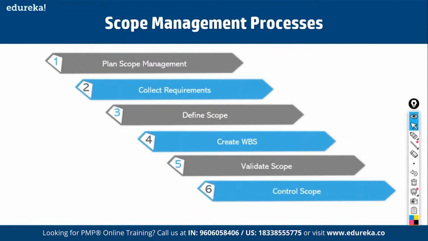Fine. And the last process is control scope. Control scope is the process of comparing what we planned to deliver with what we actually delivered. There could be variances. We'll see how to manage them. This is about scope management. Now let us analyze these processes in detail one by one.